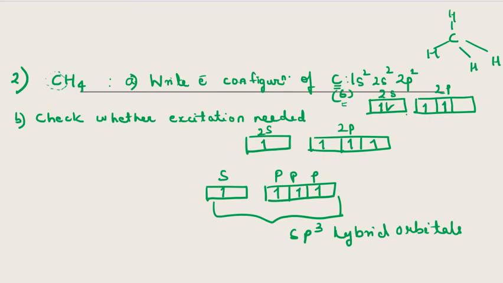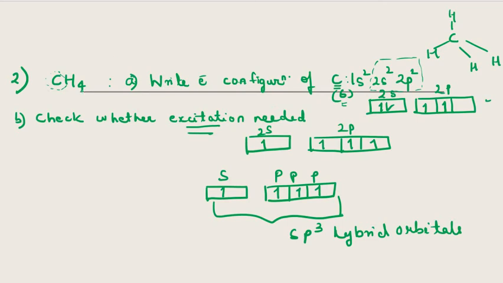Here you can see the ground state configuration, written like this. The valence orbitals, the valence electrons, can be written like this in the ground state. Next we have to see whether excitation is essential or not.